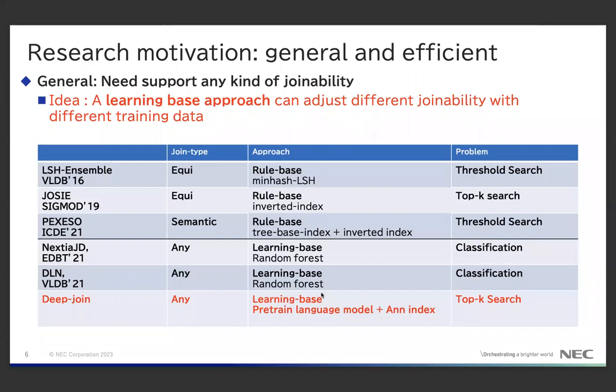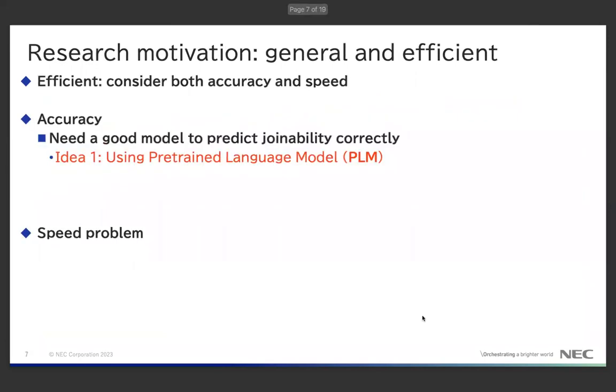DeepJoin also considers this, so we focus on the learning-based approach. Actually, we use a pre-trained language model and fine-tune it. Another thing is that we want an efficient solution. For efficiency, we need to consider both accuracy and speed. For accuracy, the model is trained with labels and predicts the joinability, and we want it to predict correctly.